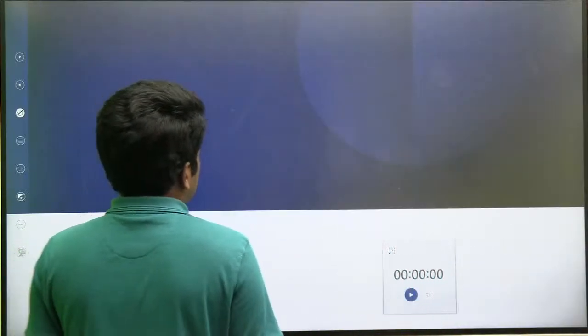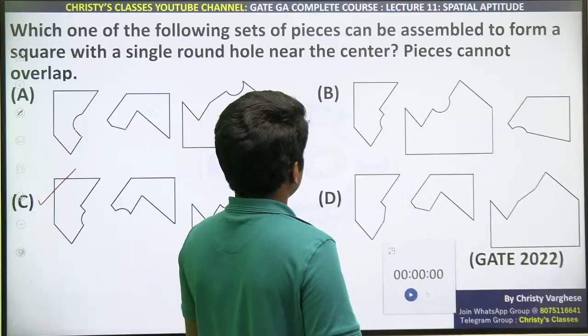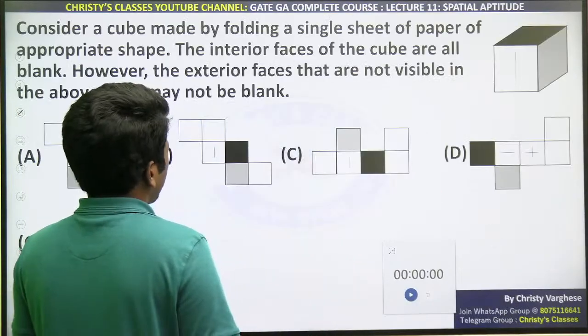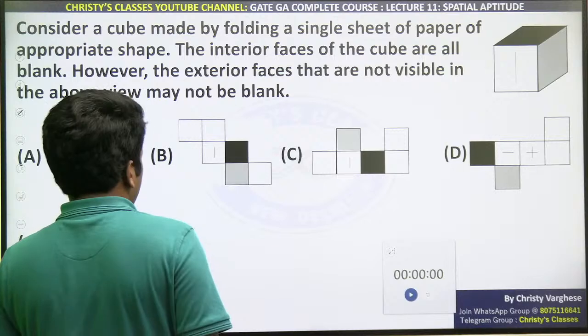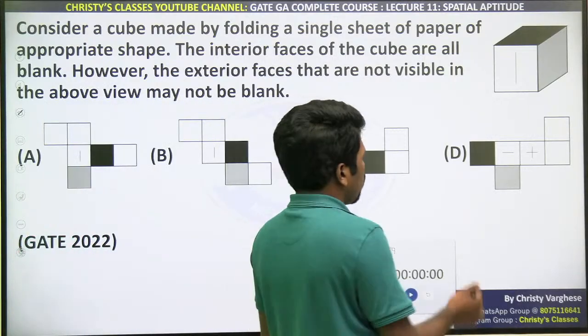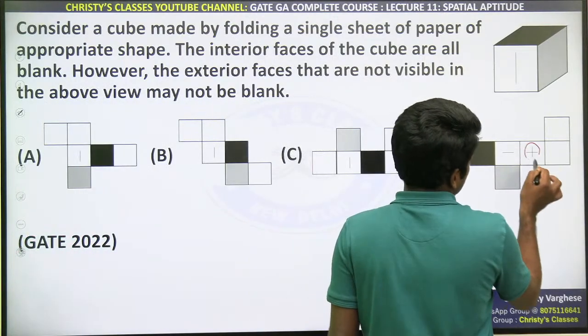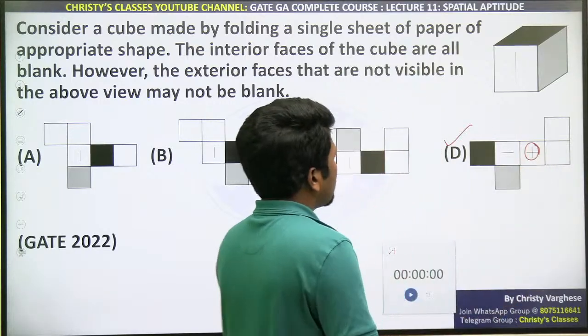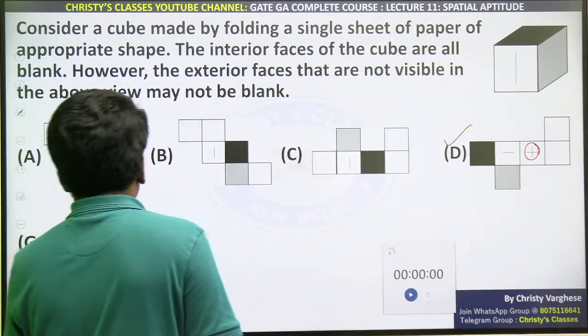Now I think we'll finish the lecture here. This question, actually there was a mistake in the question. Option D should be the correct answer, but this plus symbol was not there. But option D can be almost considered as the answer.